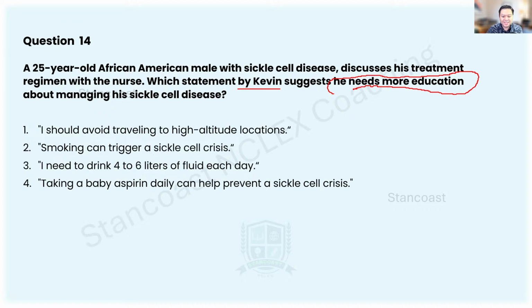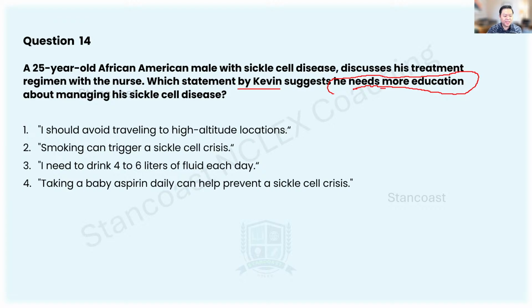What do you think, guys? For number 14. I need to hydrate before I end up with a sickle cell crisis today. Just kidding.